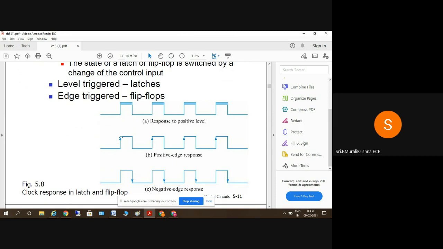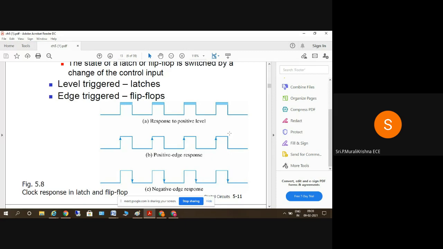A transition from 0 to 1 is a positive edge and 1 to 0 is a negative edge. These flip flops will be edge sensitive, so they may be positive edge sensitive or negative edge sensitive. Their state will change from one state to another on application of this input.